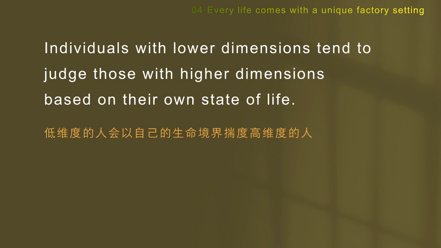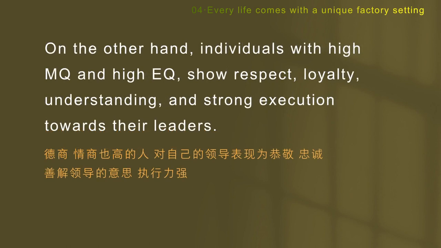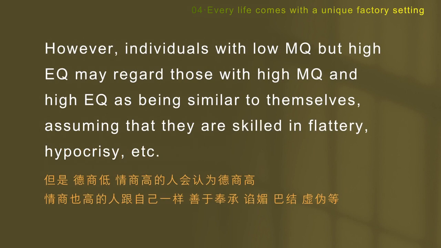Individuals with lower dimensions tend to judge those with higher dimensions based on their own state of life. For example, those with low MQ but high EQ may show flattery, hypocrisy, and strong execution towards their leaders. On the other hand, individuals with high MQ and high EQ show respect, loyalty, understanding, and strong execution towards their leaders. However, individuals with low MQ but high EQ may regard those with high MQ and high EQ as being similar to themselves, assuming that they are skilled in flattery, hypocrisy, etc.